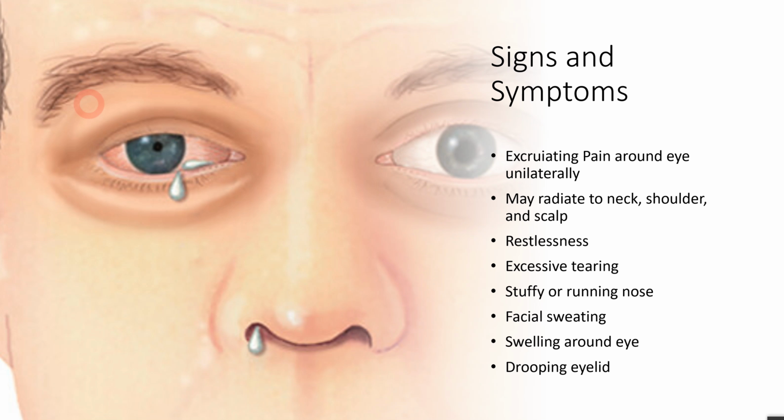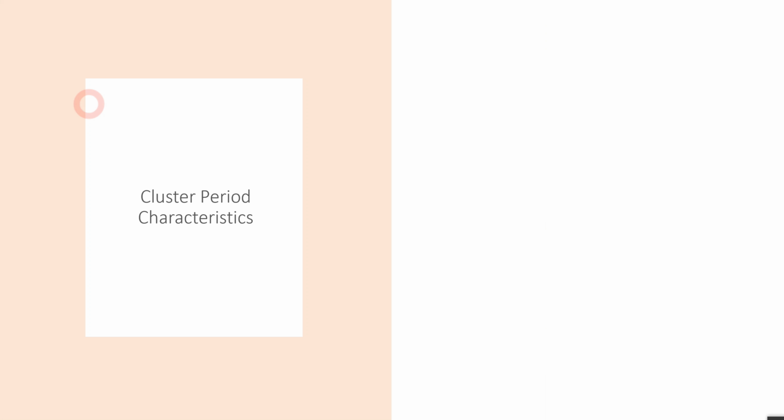So these are certain important signs and symptoms that you should note in order to reach a clinical diagnosis of cluster headaches. Now, if we talk about the cluster period characteristics, firstly, it may last from around 6 to 12 weeks generally, and the start and end date of every period is quite consistent or may not be consistent, but in most times it is consistent.